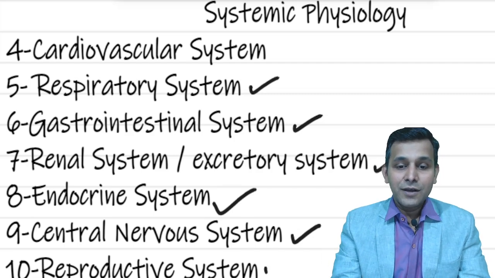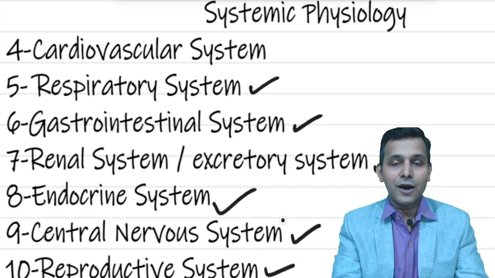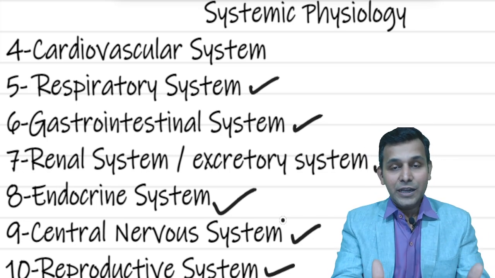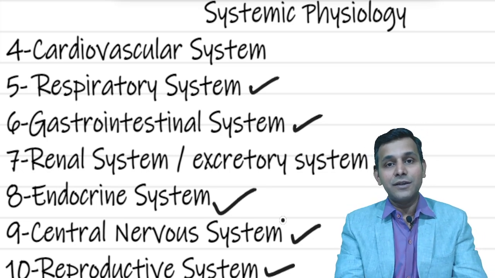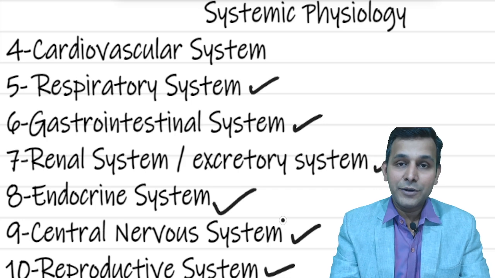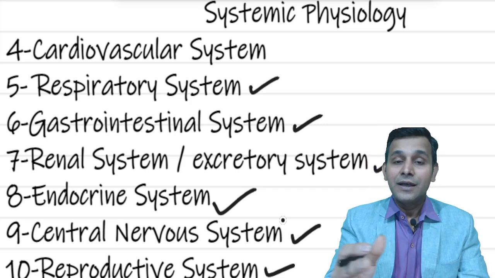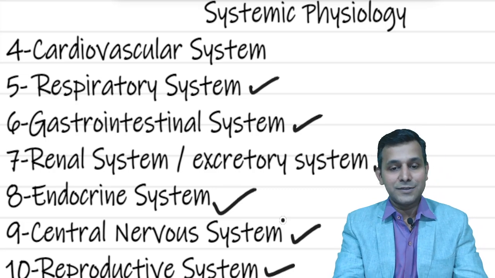Then we have the reproductive system, where we study how the male gametes and female gametes are formed, how fertilization occurs, what the various stages of gametogenesis are, and which hormones play a very crucial role in gametogenesis and other things, puberty and all those things.